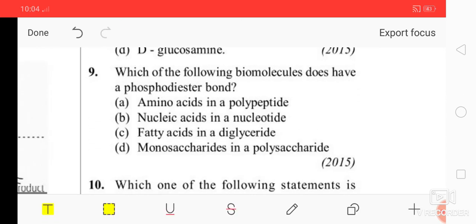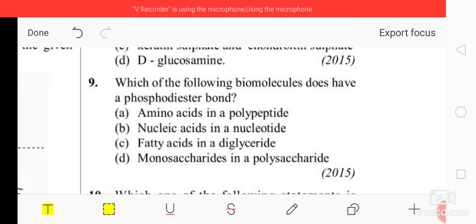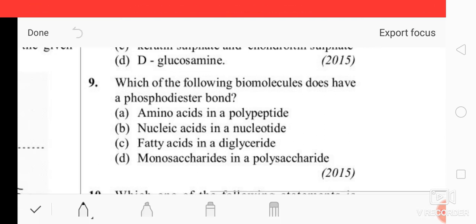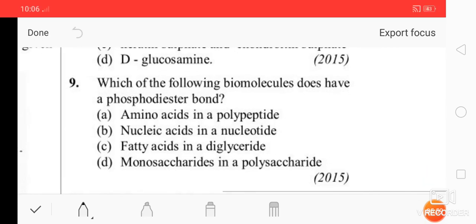Now moving to question number 9. Which of the following biomolecule does have a phosphodiester bond? Option A, amino acid in a polypeptide, option B, nucleic acid in a nucleotide, option C, fatty acid in a diglyceride, option D, monosaccharide in a polysaccharide. And the correct option for this question is option B, nucleic acid in nucleotide.